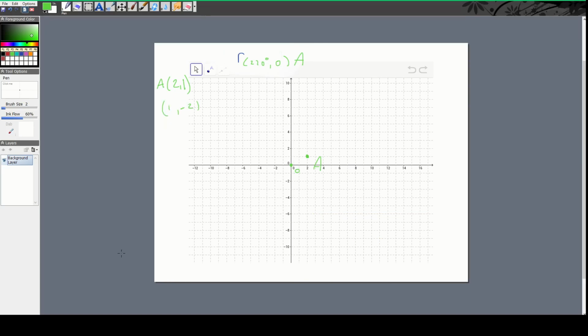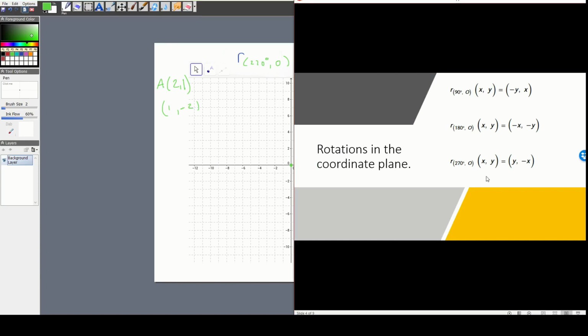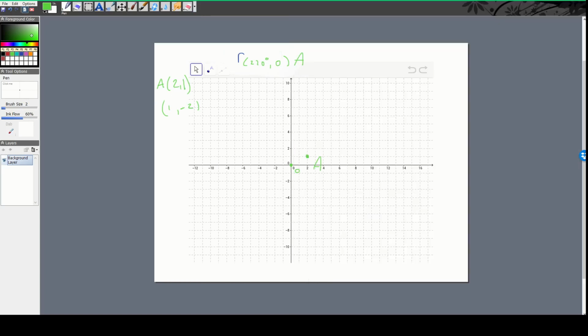So let's see if I did it right. Started with X, Y. X was 2. I brought it over and made it negative, so I do have -2. And then my Y was 1. And I swapped it over to where my X goes, right? So let's see if that looks like it would be the proper thing. So 1, -2. That is A prime.